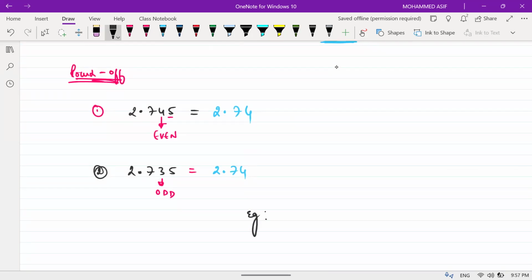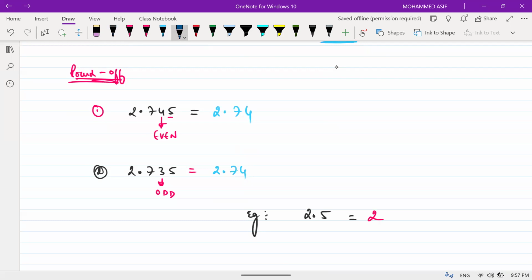Give me an answer for this one. 2.5, round off. Tell me the round off. 2 only. Why? Because after 5, the preceding number is an even number, so keep that one as it is. This will be 2.